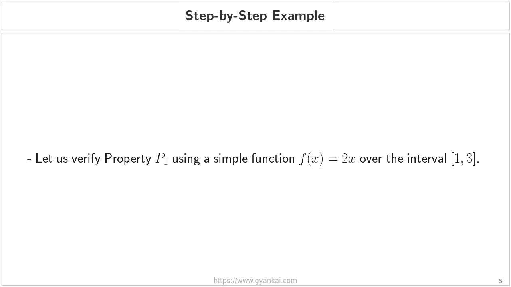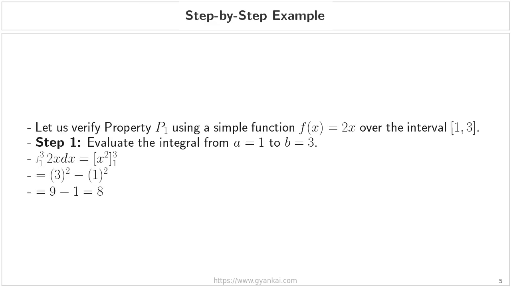Step-by-step example. Okay, so now let's put what we've learned about reversing the limits of integration, property P1, to the test. We're going to verify that it actually works with a specific example. We'll use a simple function, f of x, which is equal to 2x, and we'll evaluate its definite integral over the interval from 1 to 3. Remember, the interval is written in square brackets as 1 to 3.